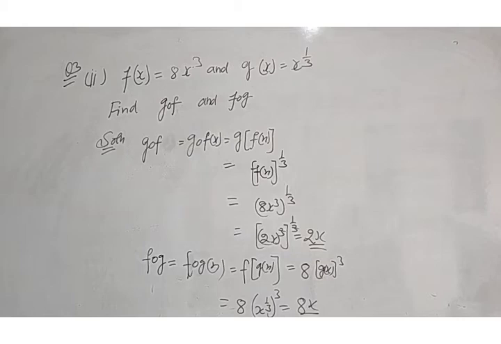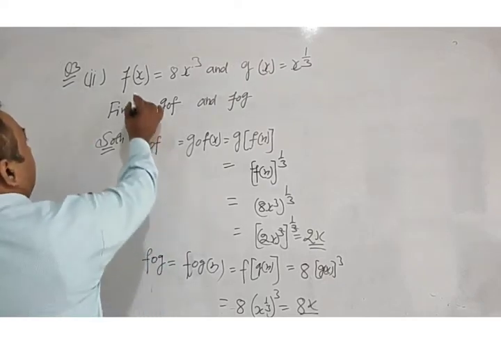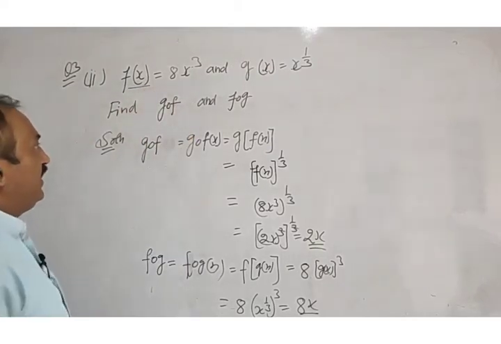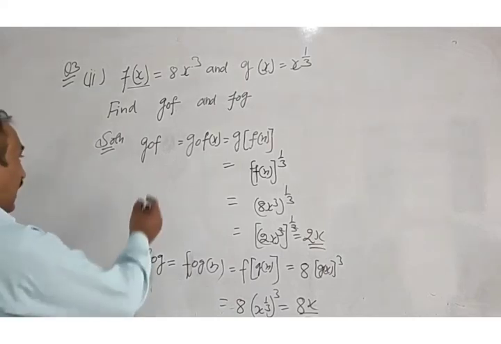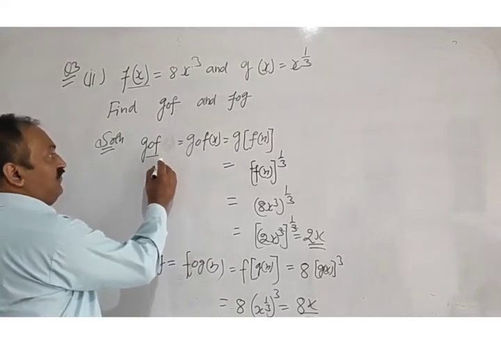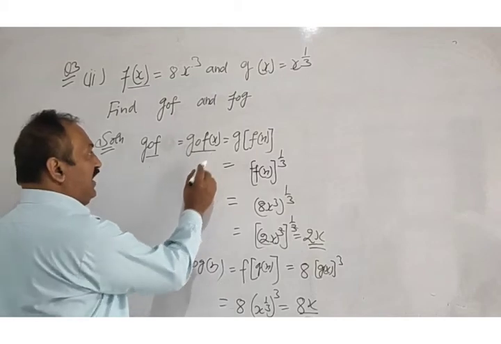Now let us discuss the application of the composite function. Question number 3, part 2. If f(x) is equal to 8x cubed and g(x) is equal to x raised to power 1 by 3, then find gof and fog. According to the question, f(x) is equal to 8x cubed and g(x) is equal to x raised to power 1 by 3. Now, gof is equal to gof(x).